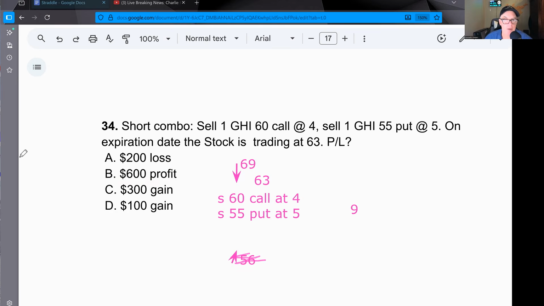I'll do one more because it's 6 points away from the break even. And then we don't care about that. Because they might say, oh, it closed at 63, the call is exercised or assigned, and the put expired. Yeah, no kidding. If it goes up, the put expires. If it goes down, the call expires.